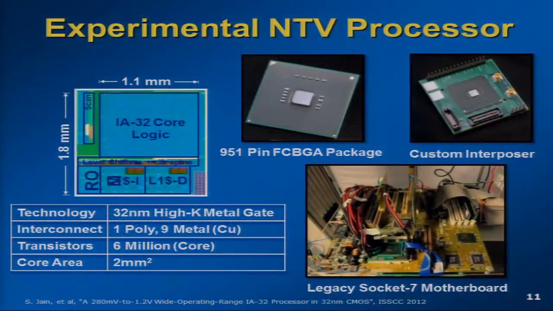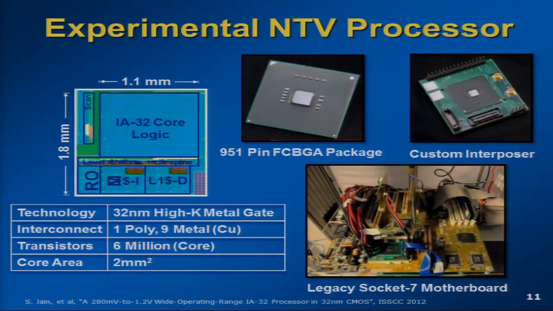Now, to understand this, we really did an experiment. This is what we call an experimental NTV processor. This is the old Pentium, circa 1992, the original Pentium. We took that Pentium and resynthesized it on a 32 nanometer high-k metal gate process. And you see this here. This is on a new FPGA. It's a new package. And we had to build a custom interposer because the old motherboard, as you see here, we couldn't find one. We had to get it on eBay.